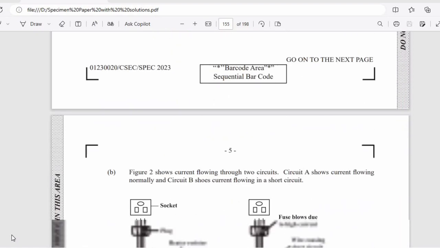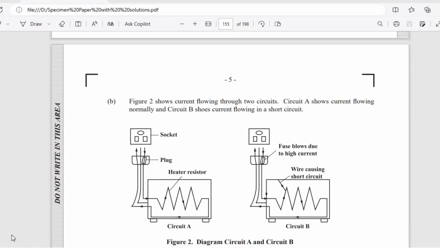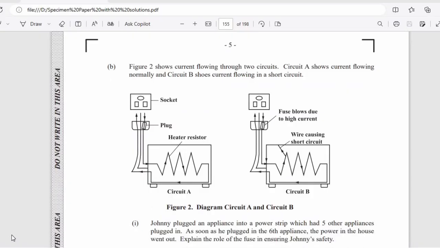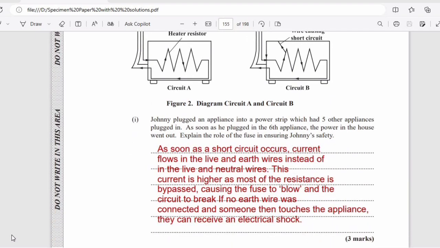Next part of the question says, figure 2 shows current flowing through 2 circuits. Circuit A shows current flowing normally, and circuit B shows current flowing in a short circuit. So we have circuit A and circuit B. Now the question says, Johnny plugged an appliance into a power strip which had 5 other appliances plugged in. As soon as he plugged in the 6th appliance, the power in the house went out. Explain the role of the fuse in ensuring Johnny's safety. So we have some electricity and lighting here.